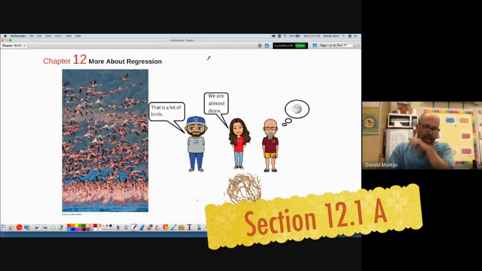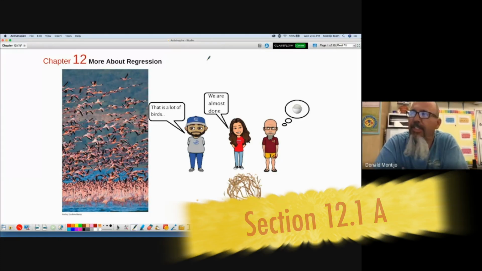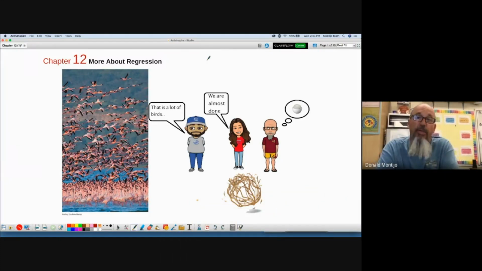All right, we finally made it to the end of this journey through statistics. Chapter 12 is going to be more about regression. We're going to look at running significance tests and confidence intervals for the slope of regression lines. And we're going to learn about what if data is not linear, can we still do linear regression? Or we'll learn methods of finding models that aren't necessarily linear as what we did in chapter 3.